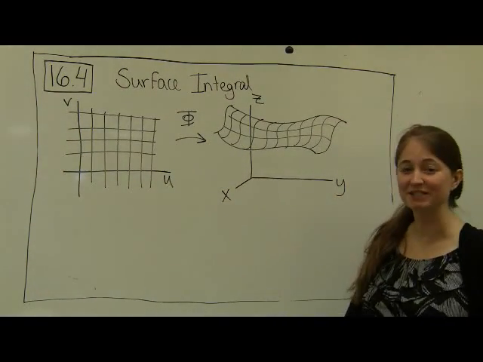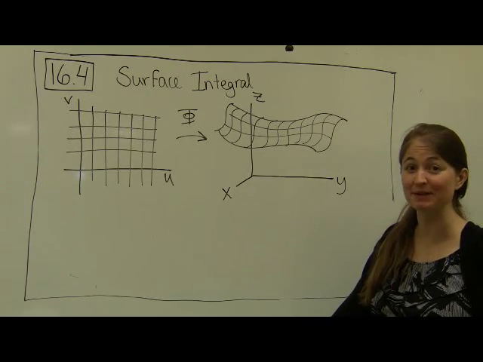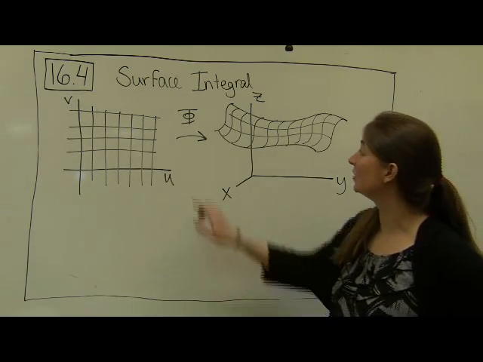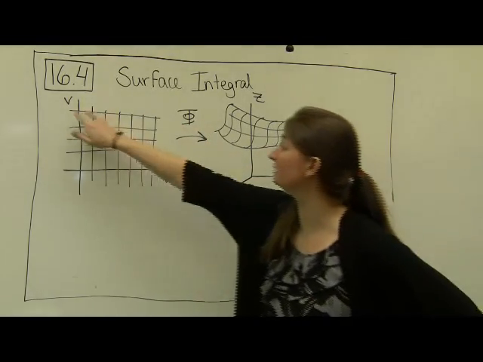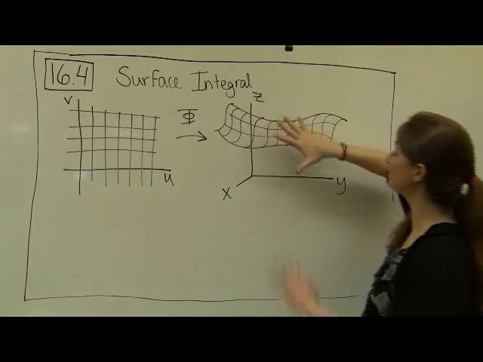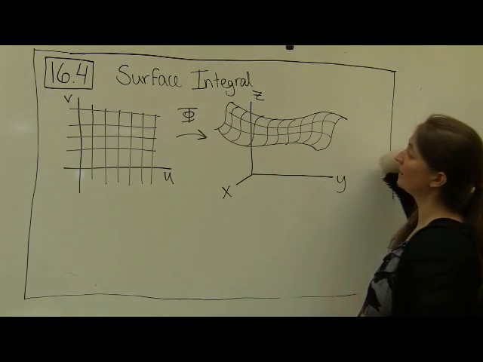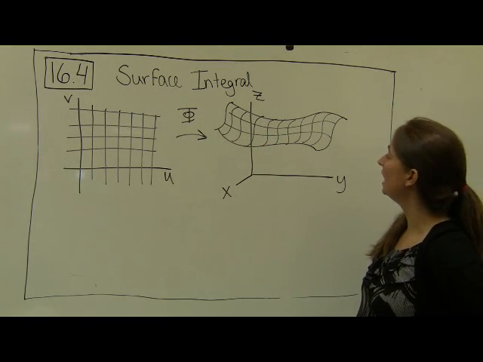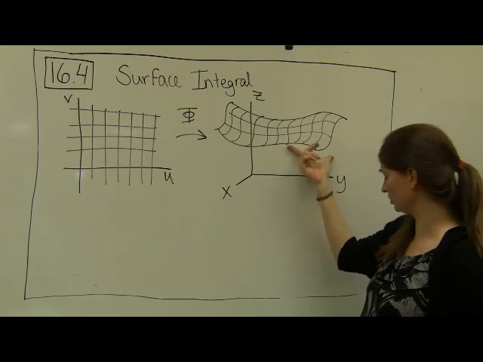All right, here's the cool stuff. This is where things start getting really crazy. I put the same pictures up on the board that we had before. So my parameterization is going to take things in the UV plane, which is just this simple grid, and it's going to spit me out some sort of magic carpet surface in a three-dimensional space. And the question that I'm asking myself is, I want to measure the surface area of this crazy three-dimensional carpet.